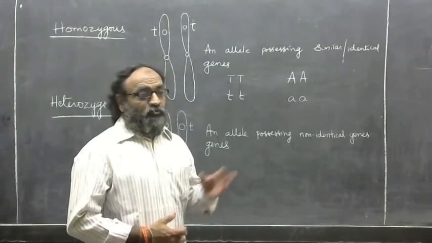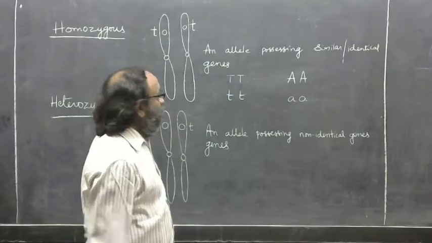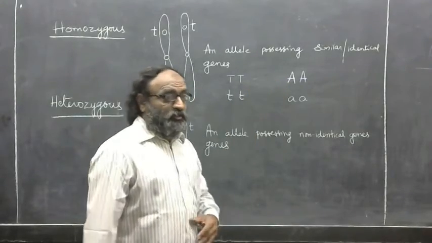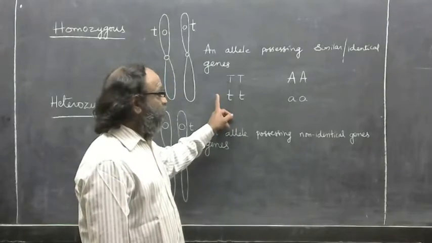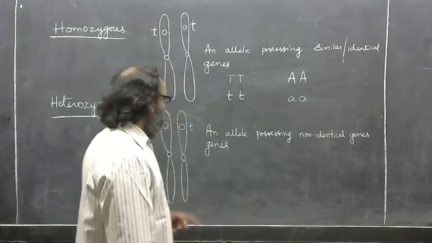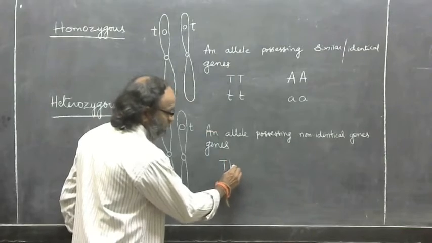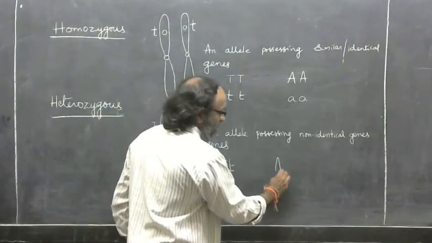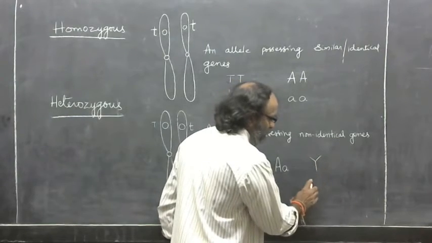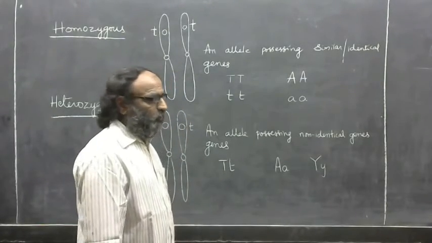I hope you have understood what is homozygous condition and what is heterozygous condition. In homozygous condition, an allele shows similar or identical genes. In heterozygous condition, an allele shows non-identical genes or dissimilar genes. One is a capital T gene and the other is small t. Therefore, this is heterozygous. Another example of heterozygous is capital A, small a, and similarly capital Y, small y. We can have a number of examples.